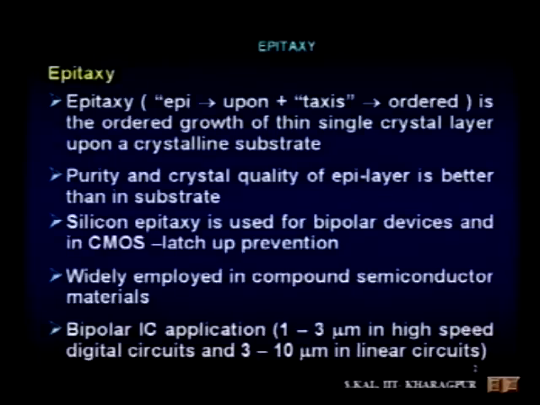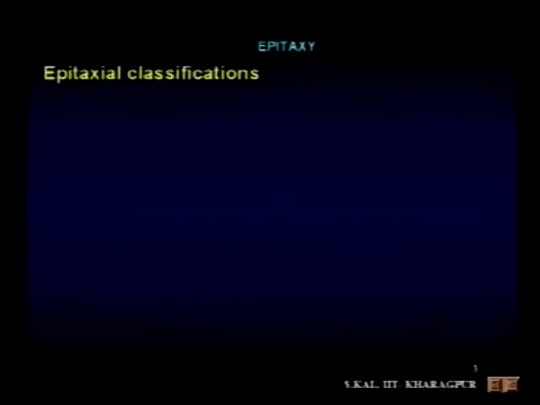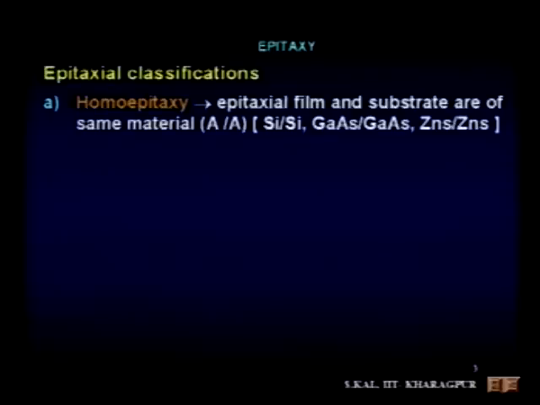In case of bipolar ICs, for high speed applications, meaning high speed digital circuits, a 1 to 3 micron epi layer is used, but for linear circuits the thickness of the epi layer is of the order of 3 to 10 micron. But in present VLSI technology, sometimes people are using an epitaxial film which is less than a micron. Now, a feature of epitaxy is that the doping of the epitaxial layer is relatively independent of the substrate doping. That is one important feature.